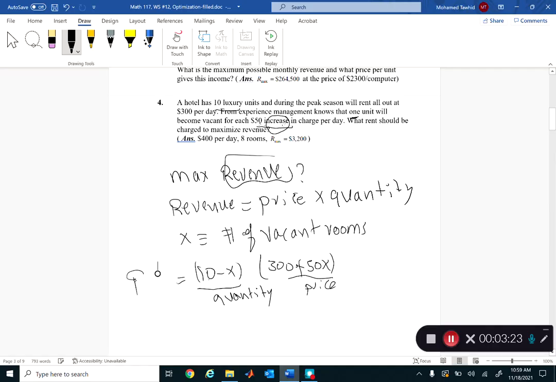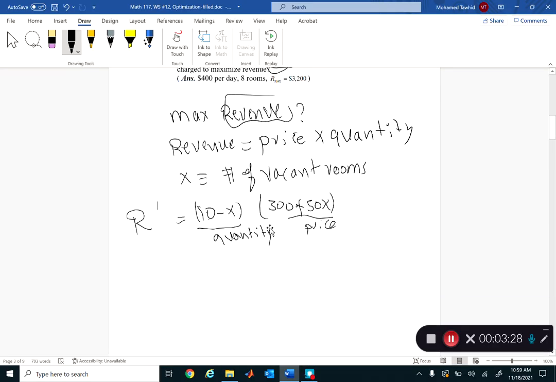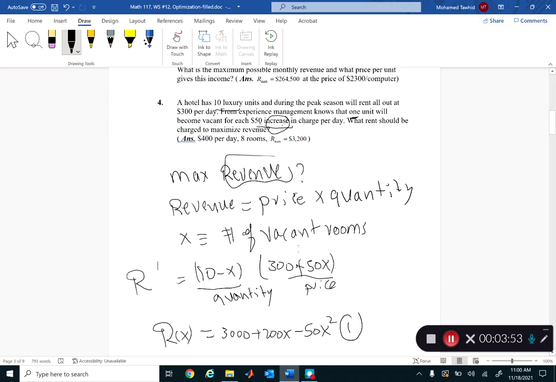That is our revenue. Our revenue is the price times the quantity, which is 300 plus 50x, times 10 minus x. Go ahead and simplify this first. Just expand the brackets, you get 3000 plus 200x minus 50x squared. I call this equation number 1. That is my R, a function in x, where x is the number of vacant rooms. What is your goal? Your goal is to get the maximum revenue.